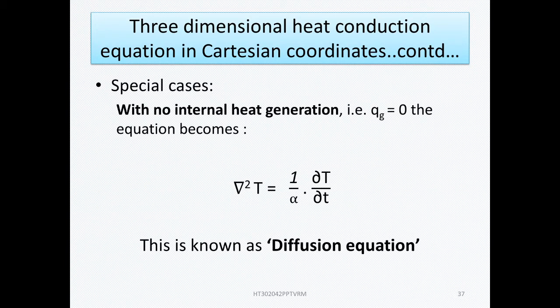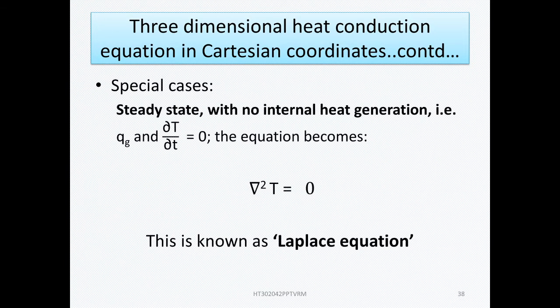Now considering the third special case, there is no internal heat generation, Qg will be 0, and conditions are steady. That means del T by del t is 0. So the equation becomes only the Laplacian operator, grad 2T is equal to 0, and this is known as the Laplace equation. It is a very important equation, and most of what we will see henceforth will be dependent on this, assuming there is no internal heat generation and steady state. So these are a few special cases that we have seen in this lecture.